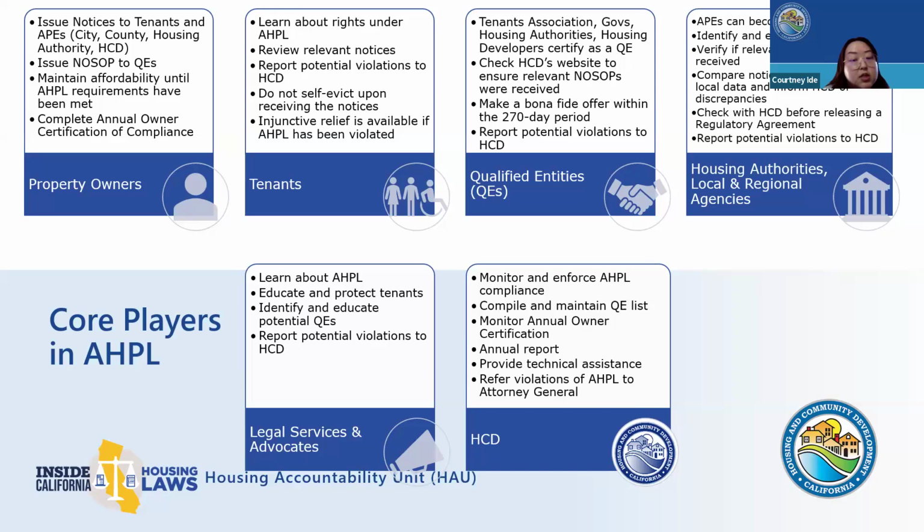Owners must also maintain affordability until all APOPA requirements have been met. Affordability requirements should not expire until all notices required under APOPA have been issued. Owners are also responsible for completing the annual owner certification of compliance. The annual owner certification of compliance can be completed via HCD's preservation portal, and this process must be completed annually for properties in which 5% or more of the total units are affordable.